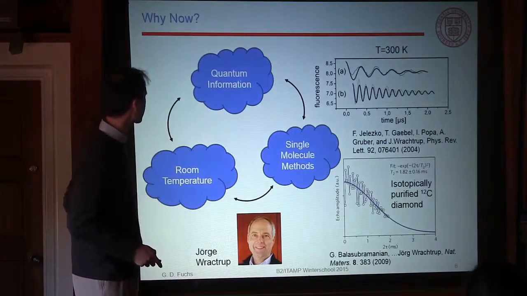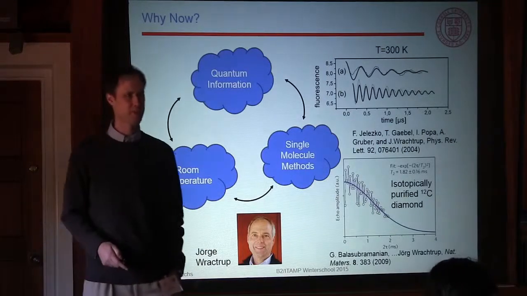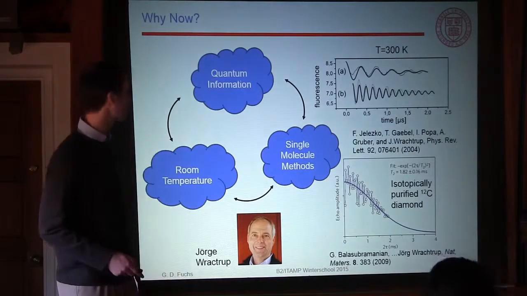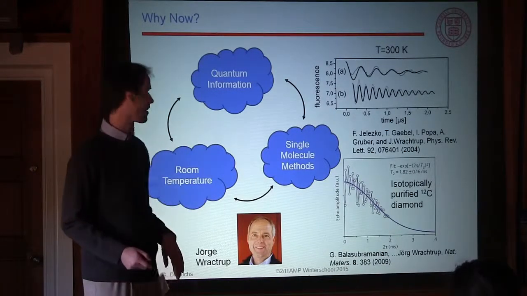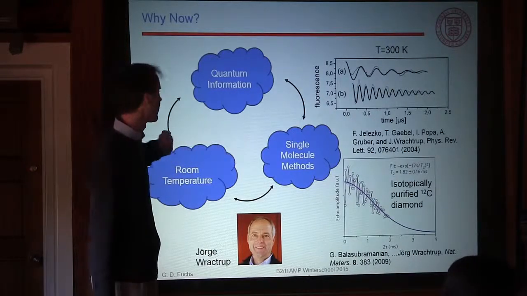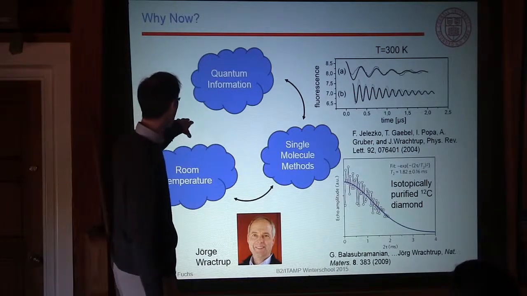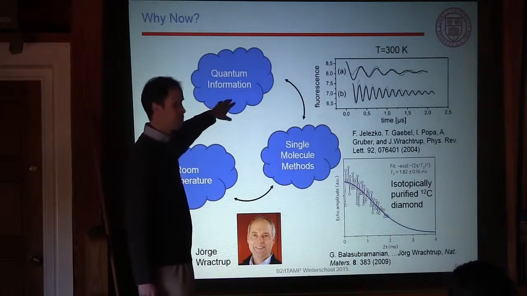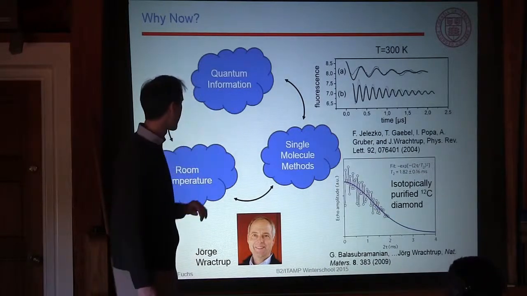So why has this become so prominent? I think it's worth thinking about the historical perspective, because this is a relatively new system. As we heard, ions have been around for many, many years. I credit this kind of explosion of the NV center to three things. The first one is the emergence of quantum information and the power of what it can do, really as demonstrated by other systems in a very nice way.